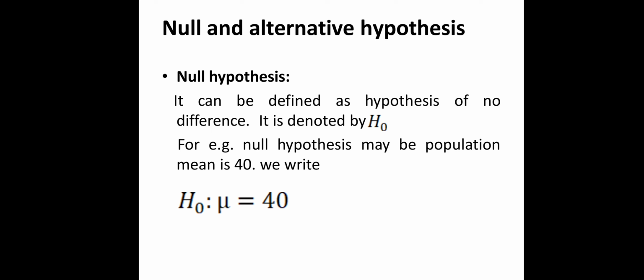One is the null hypothesis, that is the hypothesis of no difference. It is denoted by H naught. Carrying forward the particular example discussed in the statistical hypothesis definition, that the population mean is 40, okay. This is the null hypothesis that has been considered, that H naught: mu equals 40, and against each null hypothesis there will be an alternative hypothesis, okay.